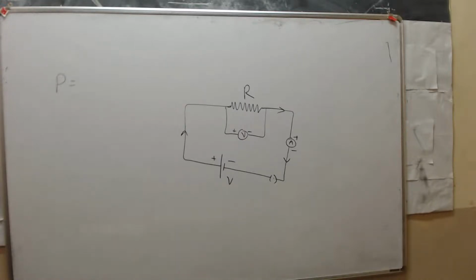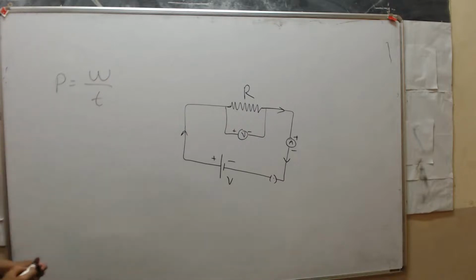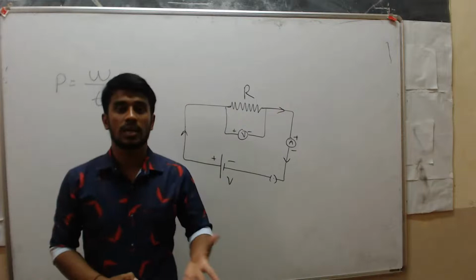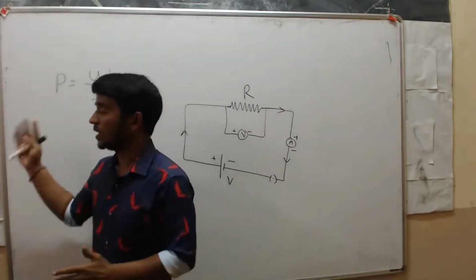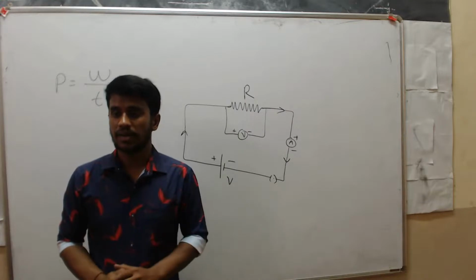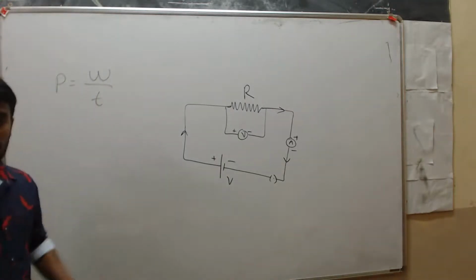Power is energy upon time, or work done in a given time, correct? So that is W divided by time taken. If you want to calculate the power of one object, how much work it will do in a given time, then power is equal to work done by time taken. Now see here, so power equals W by T.